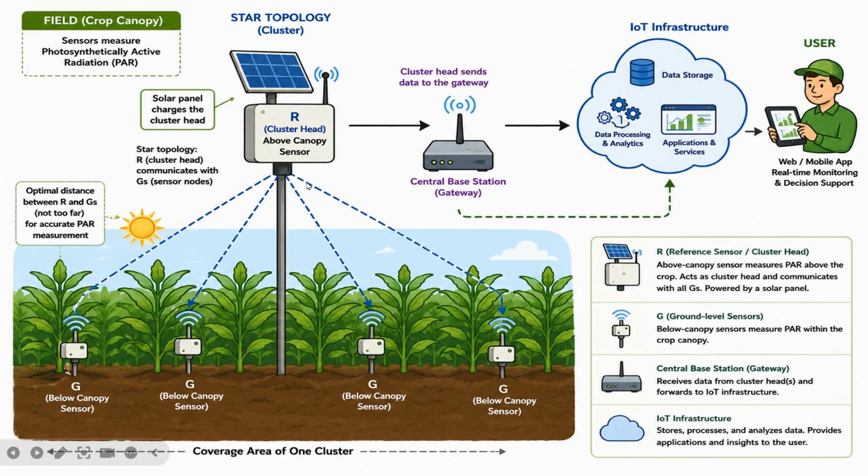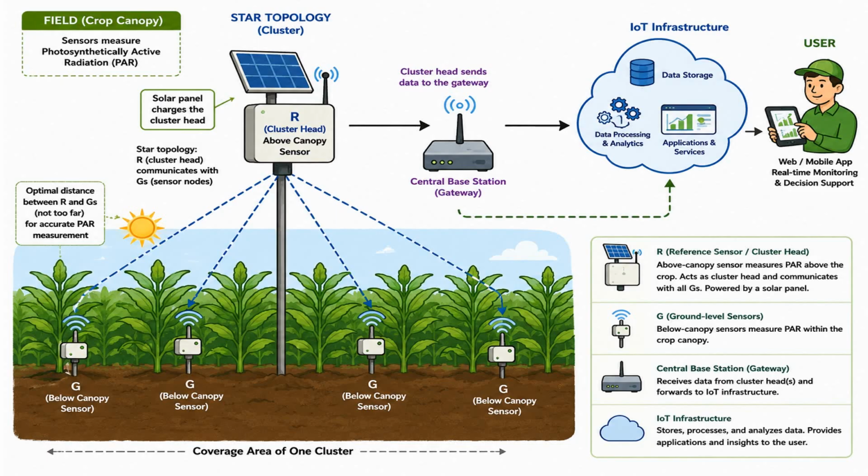Next you have this image. It is showing an IoT-based agricultural system which is designed for leaf area index assessment using wireless sensor nodes, networks and cloud-based monitoring. So the primary objective of this system is to measure photosynthetically active radiation, that is the PAR, which is the portion of the sunlight used by the plants for photosynthesis and growth.